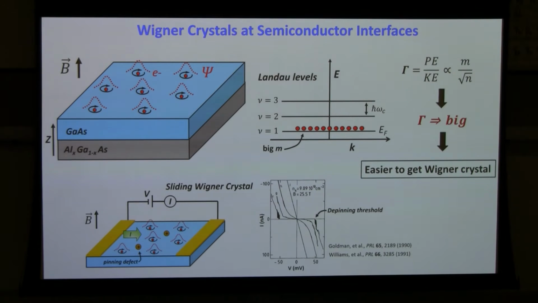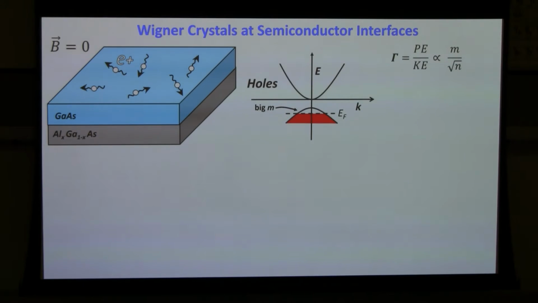And in fact, people have seen lots of evidence for Wigner crystals in this system under these conditions since the 90s. My favorite experiment is when they have evidence that the Wigner crystal moves by applying lateral electric fields, which I think is kind of cool. But what happens when you turn the magnetic field off? B equals 0. Then is it possible to make a Wigner crystal?